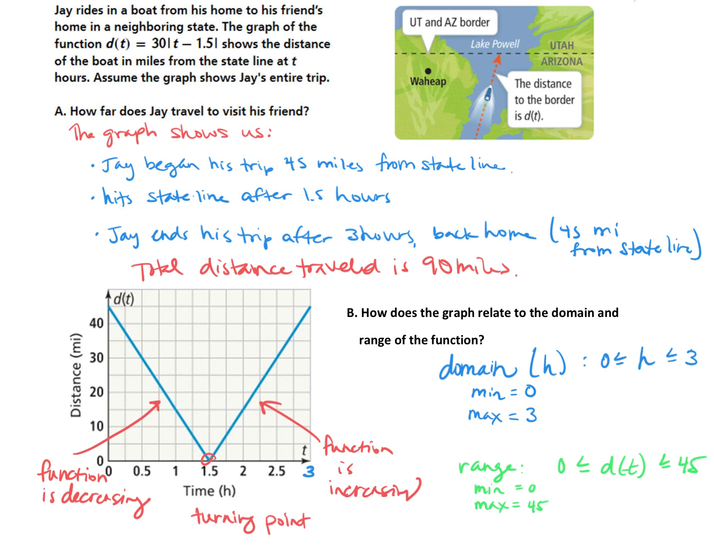And if you know the range is your y values on this graph, this is the lowest y value that we have at 0. This is the highest y value that we have, which is 45, so from 0 to 45. And then our domain is our x's, which are h's, but see how the furthest we go to the left is at a 0. The furthest we go to the right is at a 3, so our domain is from 0 to 3.